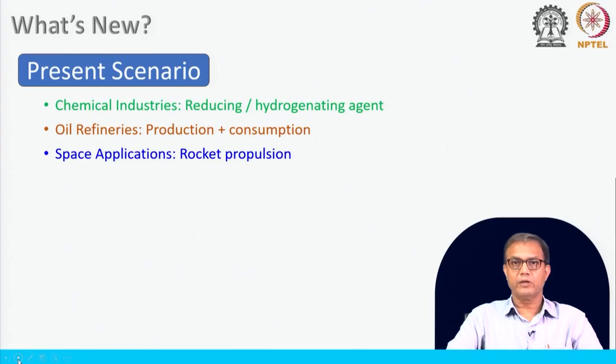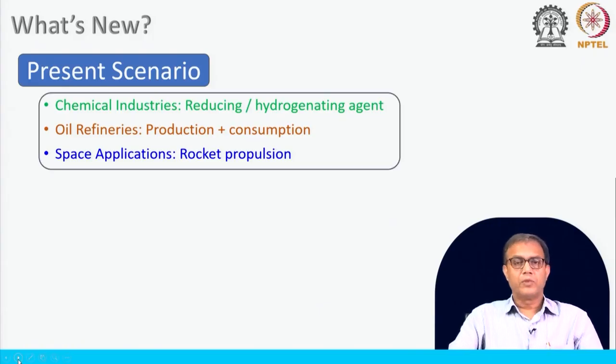This hydrogenating agent means, in the case of ammonia production, for example, a mixture of nitrogen and hydrogen. Again, for example, in oil refineries, if we have to remove sulfur, we need to hydrogenate it, and synthesis gas, a combination of CO and H2, is again used in plenty in several chemical industries and oil refineries.